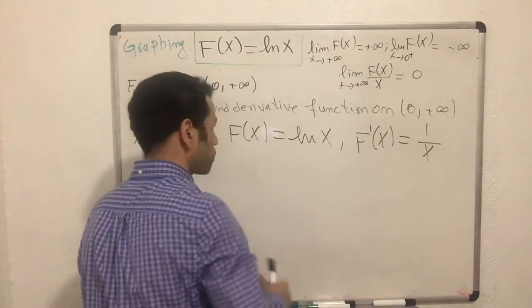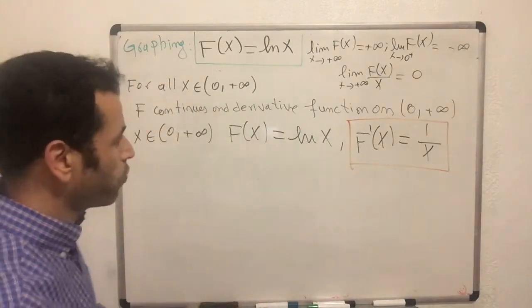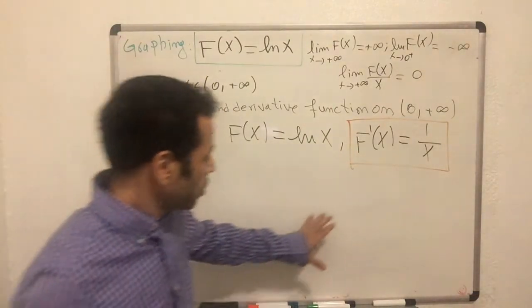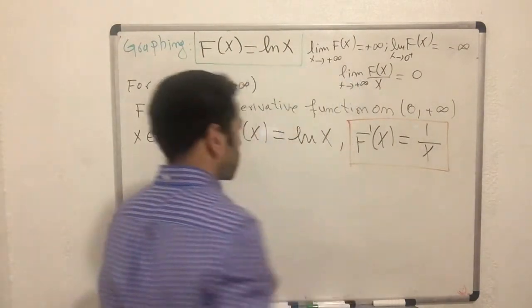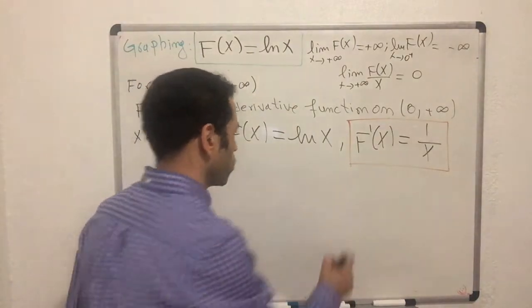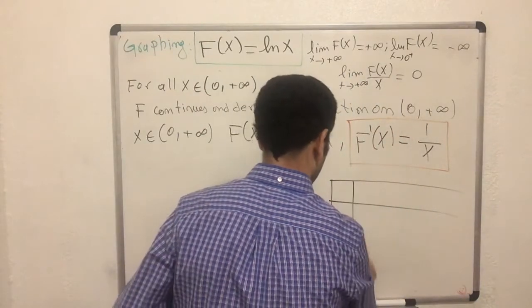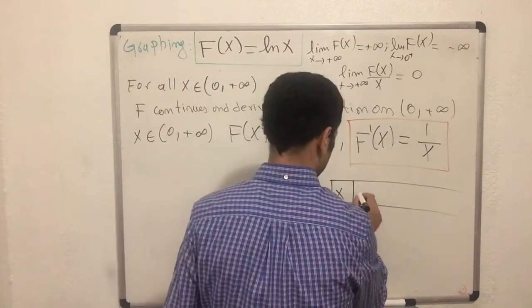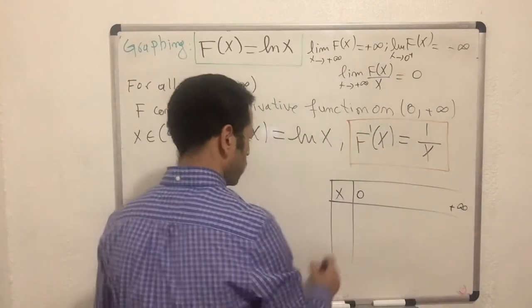Okay, now this is the derivative function of this function, f prime of x equals 1 over x. Let's move on to the variation table, where we can see the sign of f prime of x and the direction of the function as well. Okay, so this is the table. X represents the input points. This is the interval from 0 to plus infinity.